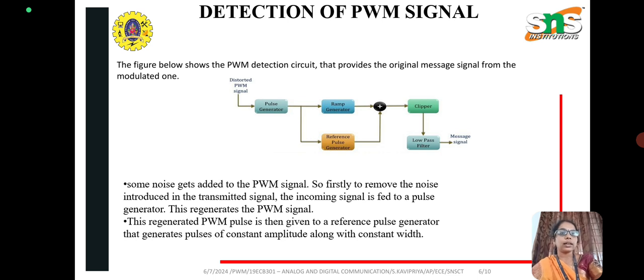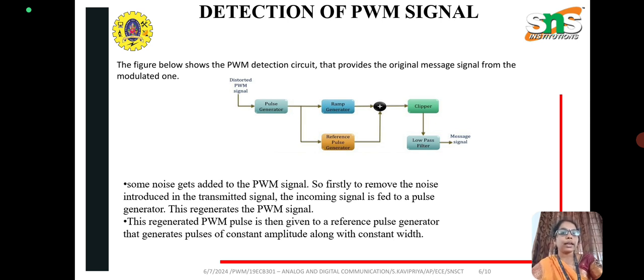And next is the detection of the pulse width modulated signal. The diagram shows the pulse width modulation detector circuit that provides the original message from the modulated one. Some noise will get added to this pulse width modulated signal, so first we have to remove the noise introduced in the transmitted signal. The incoming signal is fed to the pulse generator. This generates the pulse width modulated signal.